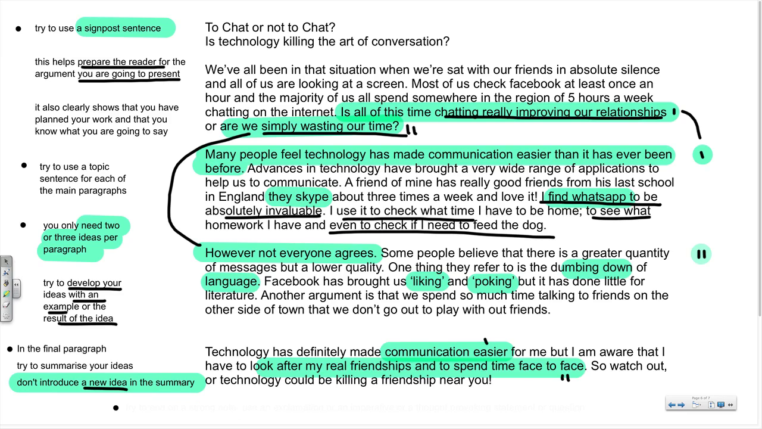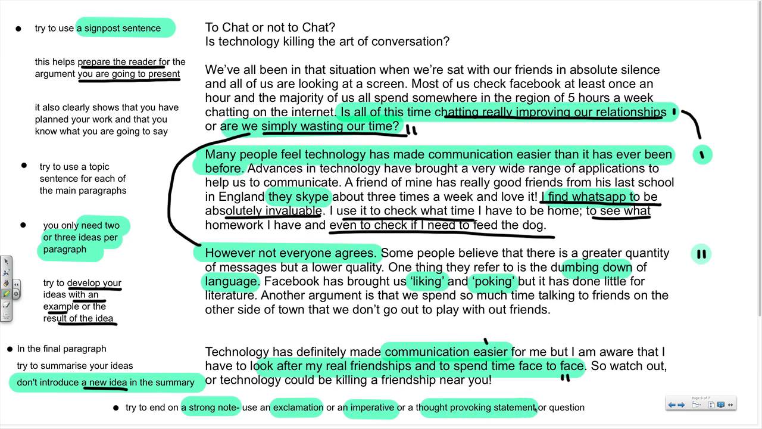And then we also try to finish on a strong note. We've used an exclamation and an imperative. You can also use a thought-provoking statement or even a question, but here we've used an imperative. Watch out! And an exclamation. Technology could be killing a friendship near you. Strong, emphatic language, trying to engage the reader from the beginning right to the end.